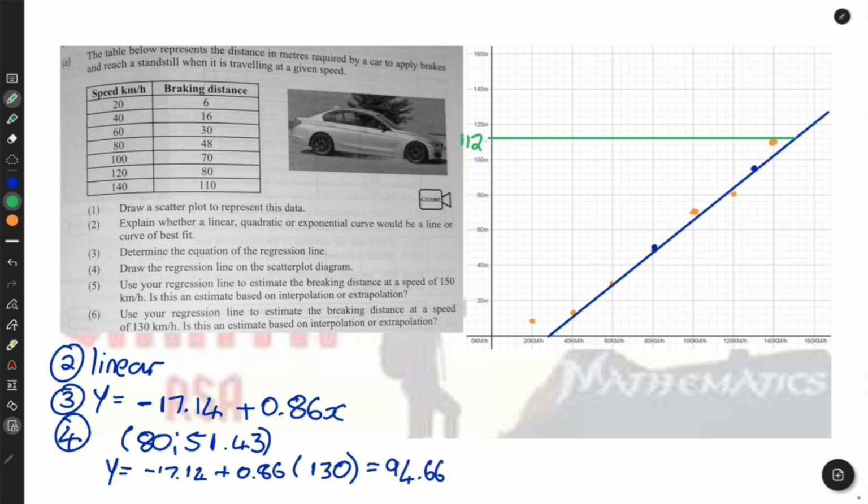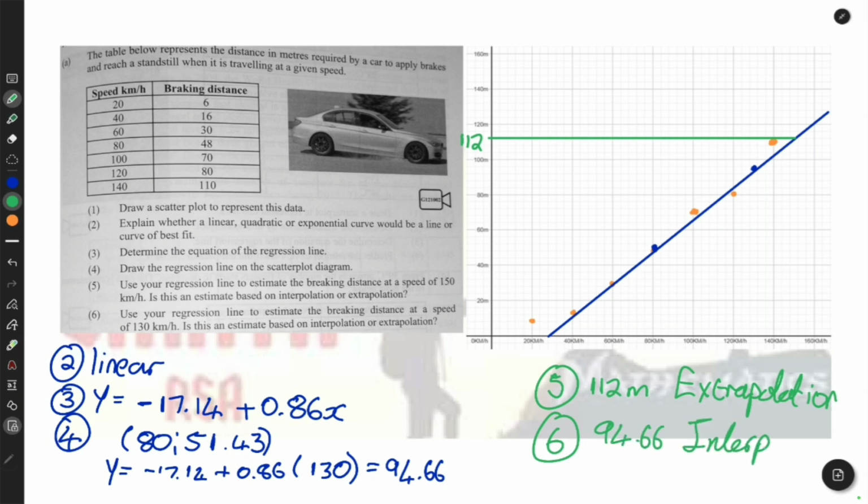So because they say use your regression line, you can either use the sketch or you can sub it in the calculator to get the value. But the answer for question 5 would then be 112 meters if I use the graph, but this would be extrapolation, so it's not very reliable. Question 6, the same question, but now on 130 kilometers per hour. Now, luckily, we already worked this out, and we saw that was 94.66, and that was inside the data, so that was interpolation.